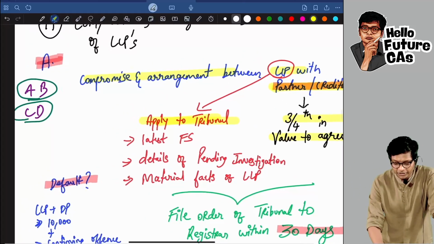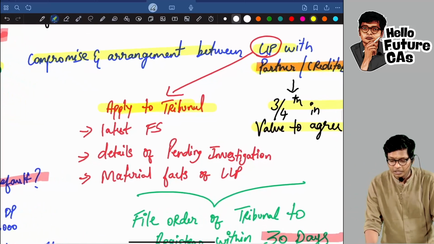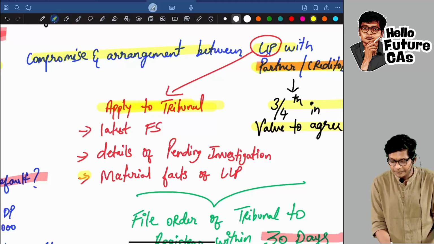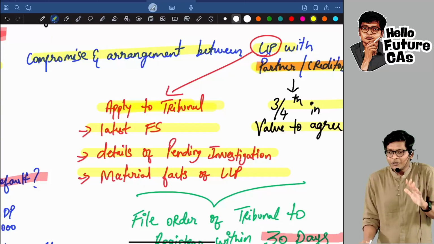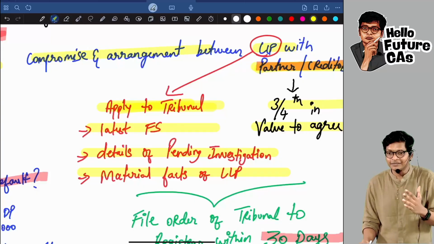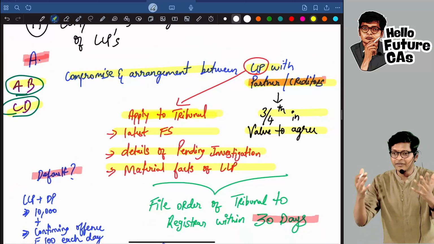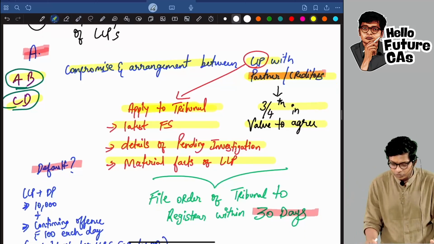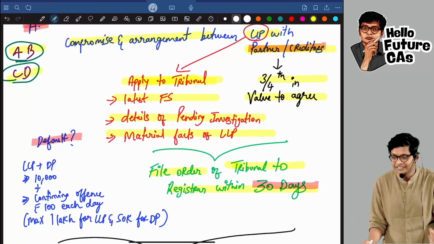Are you following? So these 4 people, 50-50, we can't go. Hey, for resolution, let's go to court. 3/4 should agree. Are you following? When you apply to the tribunal, the tribunal is saying, come. Give me all details, material facts of the LLP, latest financial statements, you give it to me. Details of pending investigation. I want to know everything about you. Then the tribunal will take time for the case. Now this is one panchayat case. They will take more time, how much ever time they want. They will enjoy. Whenever the judge feels bored, he will call. Okay, call that case. Then after all that gets over, they will finally pass an order. That order, once it's passed, you have to file with ROC within 30 days.